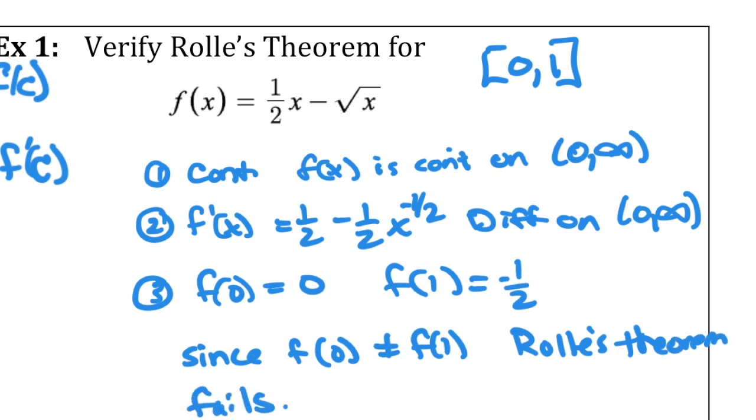So our function might have a 0 for the slope of its tangent line, but we cannot determine this from Rolle's theorem.